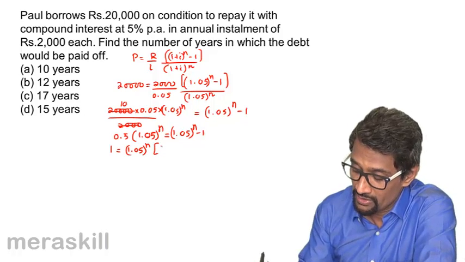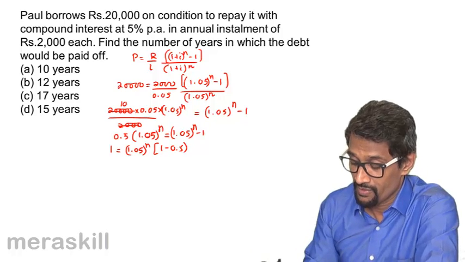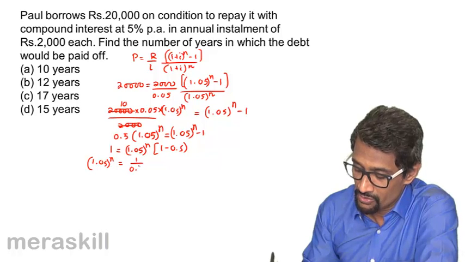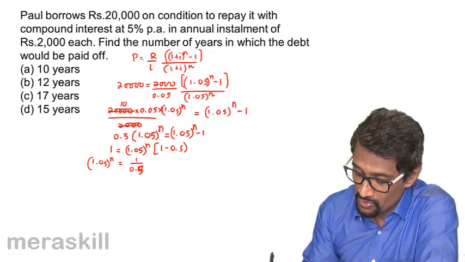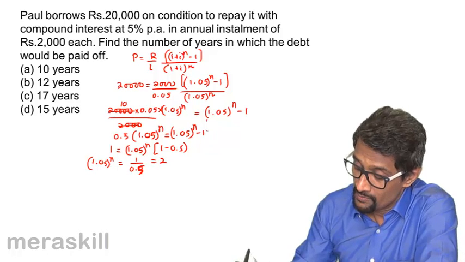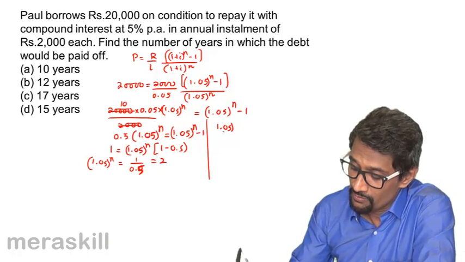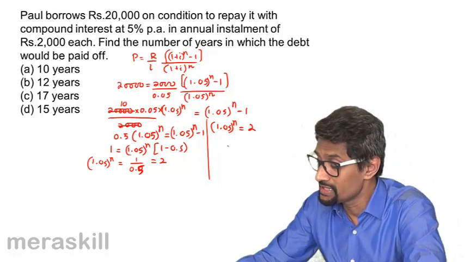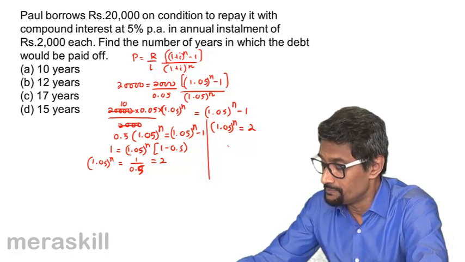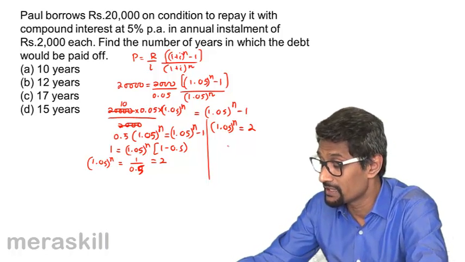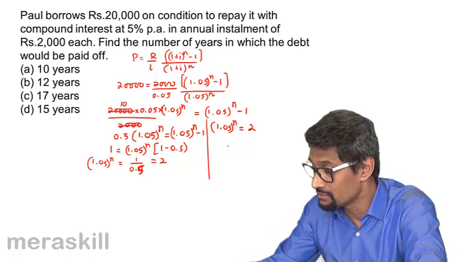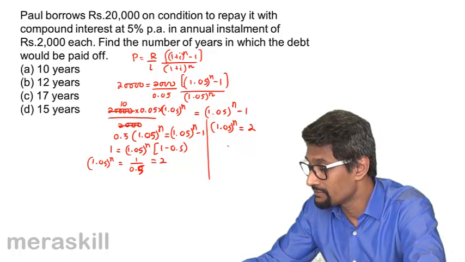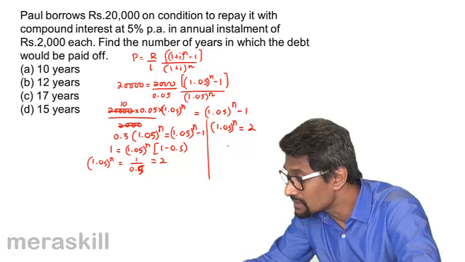You take it to this side and you get 1 minus 0.5, which means that 1.05 raised to n is 1 upon 0.5, which will be 2. So ultimately 1.05 raised to n is 2. Now you need to find n. So it has to be 1.05 multiplied by itself how many times to give closest to 2. So into 2, 3, 4, 5, 6, 7, 8, 9, 10, 11, 12, 13, 14, 15, 16.